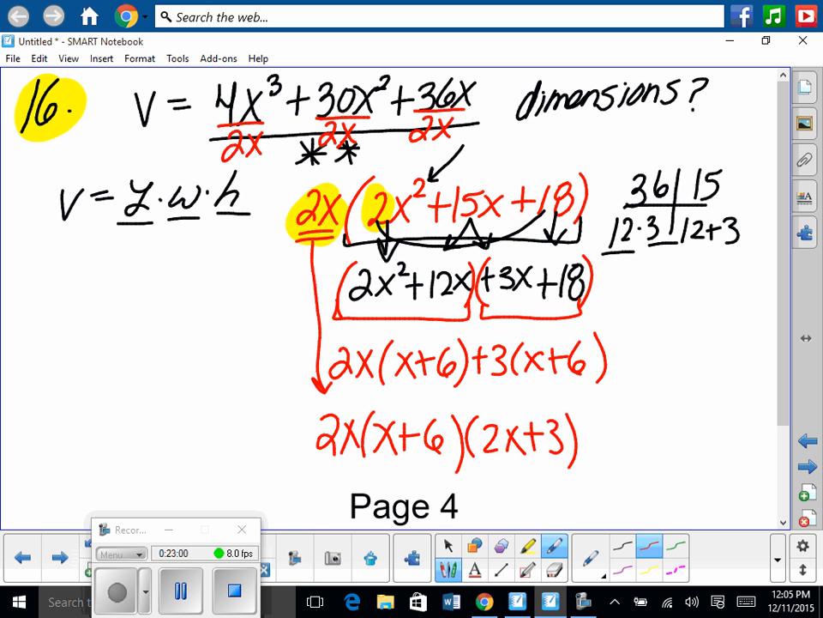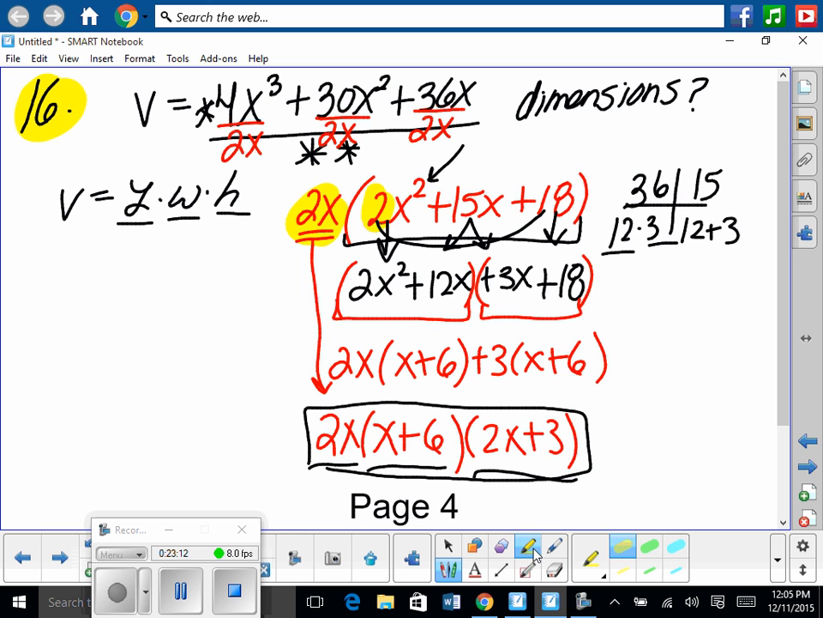So now look, isn't this the length times the width times the height? That equaled the volume. Yes. So we just found the linear dimensions. Now the reason they're linear is because they're all degree 1. So that's just helpful, just a little side note. The reason they're linear dimensions is because they're all degree 1.